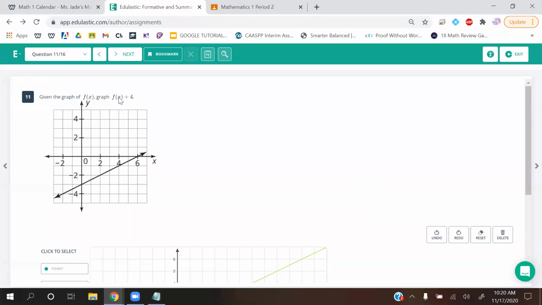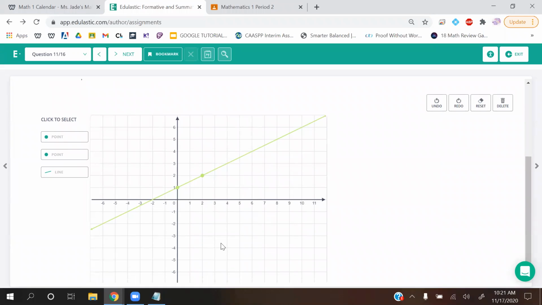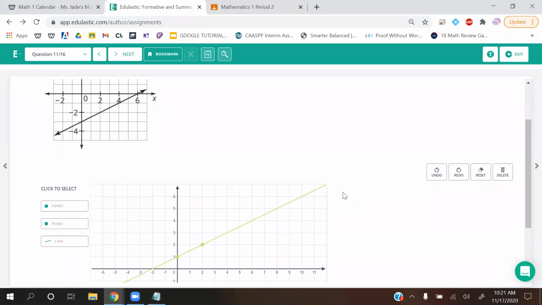So all we did when we have f of x plus 4 is make the graph shift upwards by 4. So now it's just up 4 from the original graph. Are there any questions? Okay, let's go to the next one. If you do have a question and you're just not typing fast enough, just send it over and we can always come back.